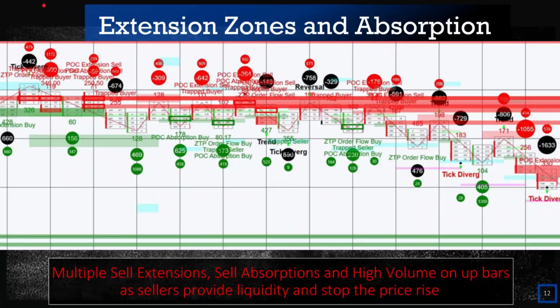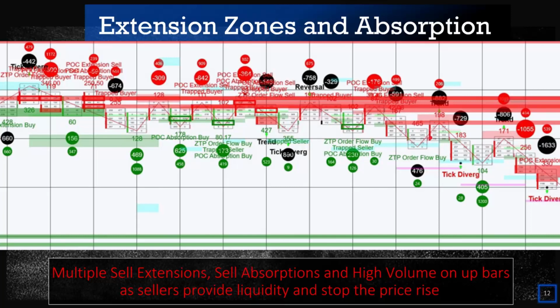However, when we go and add in the extension and absorption zones, we now have a clear picture, and what we can see is how numerous times as price traded to the top of this range, the sellers came in with strong market orders here to drive the price back down. And what is interesting is that didn't happen down here to the buy side.